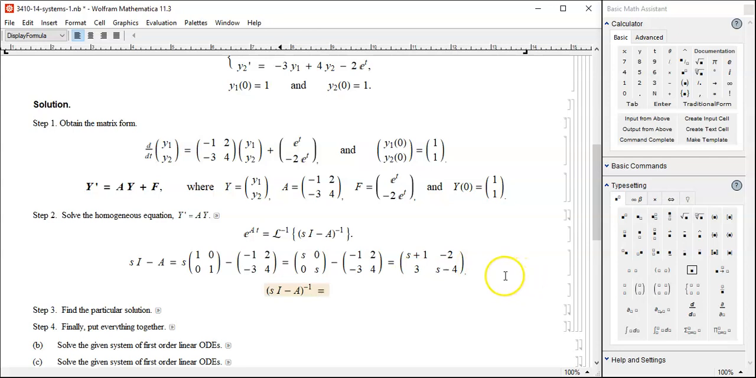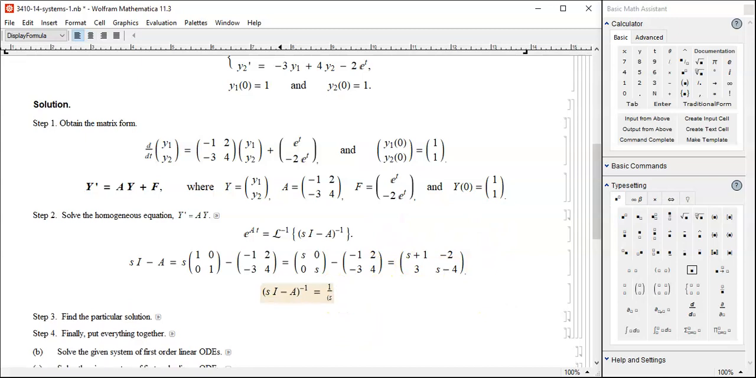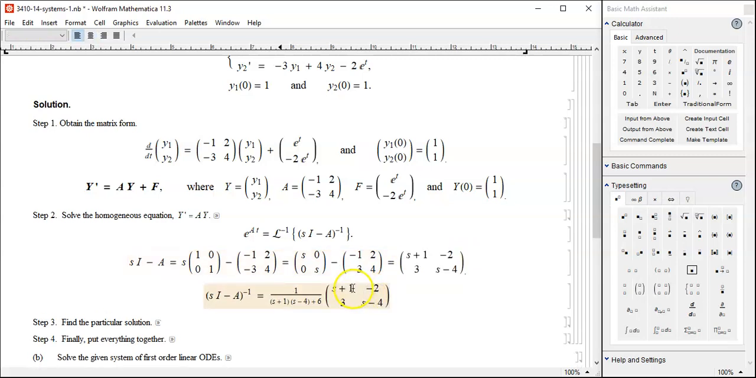How do you get that? By the inverse matrix formula, crisscross, AD minus BC, so 1 over (s plus 1)(s minus 4), that's AD, minus BC, minus 2 times 3, negative, positive, plus 6, times the matrix, and then we have to switch the principal diagonal, and then take the negative of the others, and that is the resolvent matrix.